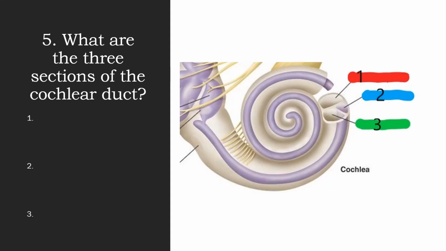For the fifth quiz question, there are three sections of the cochlear duct. What are they? The first section is the scala tympani. The second section is the cochlear duct. And the third section is the scala vestibuli.